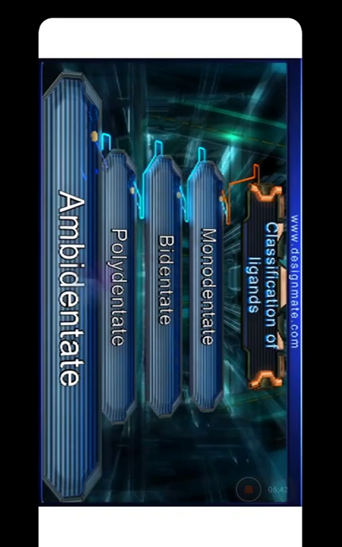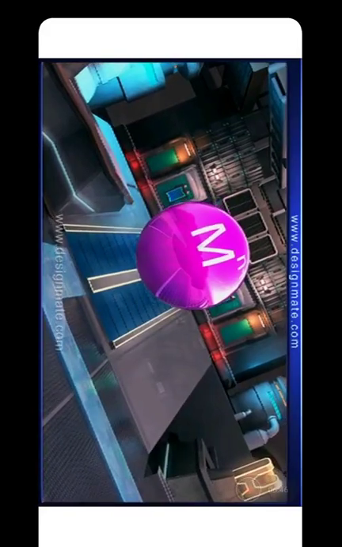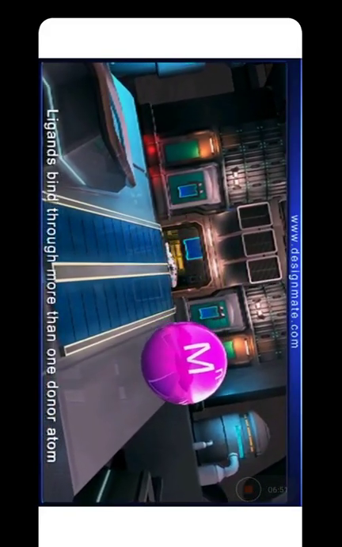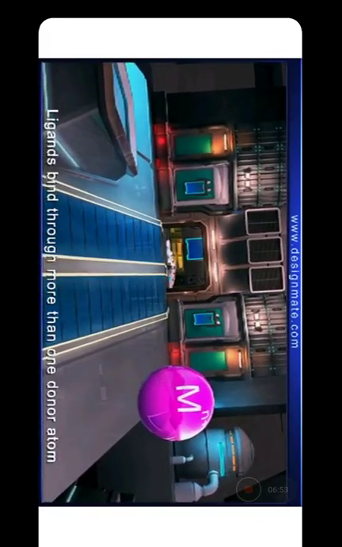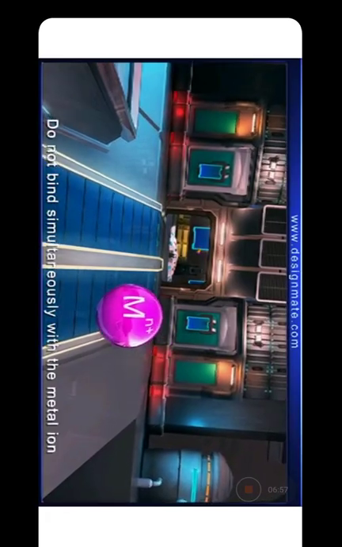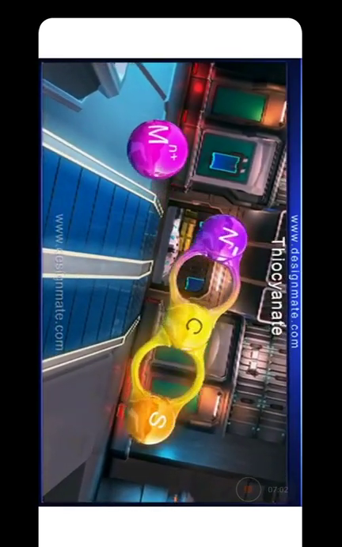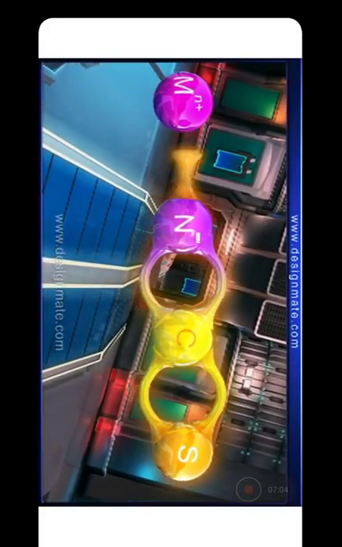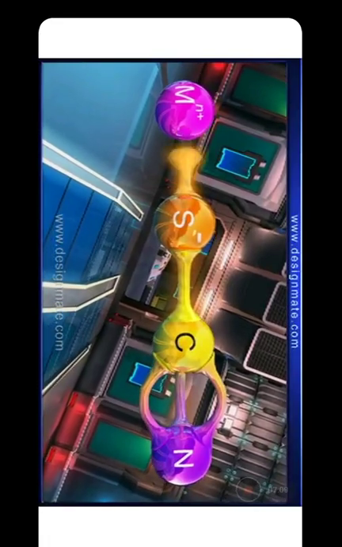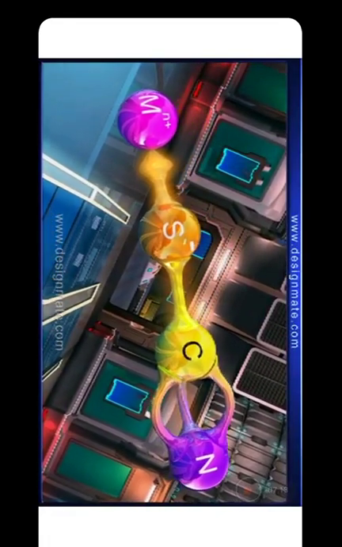Ambidentate ligands. This is another class of ligands called ambidentate ligands, which, just like polydentate ligands, bind with metal atom or ion through more than 1 donor atom. However, unlike polydentate ligands, they do not simultaneously bind with the same metal ion. Thiocyanate ion is an example of one such ligand. It can form a coordinate bond with the metal ion through either nitrogen or sulfur, but not at the same time.